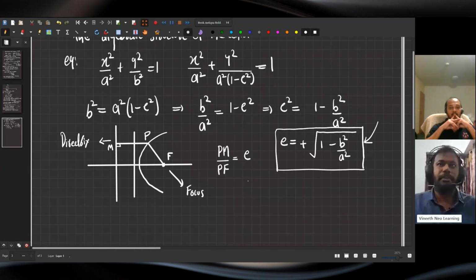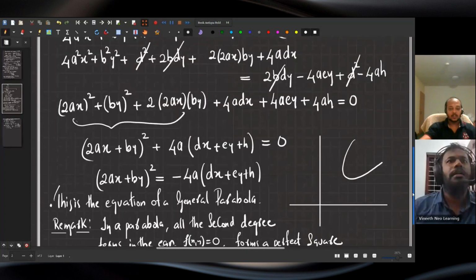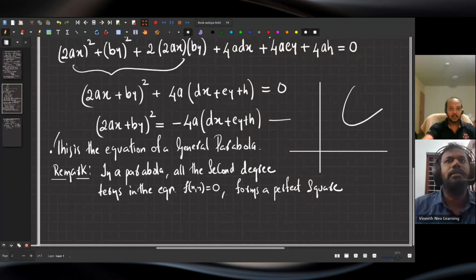Any questions, Joe? No. That's a very interesting question. You should ask these kinds of questions so that we can dig deeper into conic sections. So you said that we have an equation (2ax plus by) squared equal to negative 4a times (dx plus ey). So how can we derive y squared equals 4x from here? Can we reduce this equation to the standard parabola equation? Yeah.